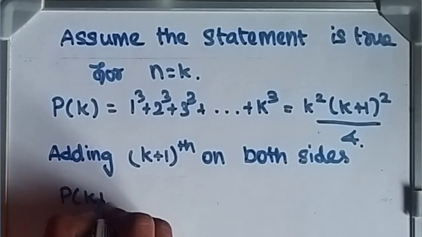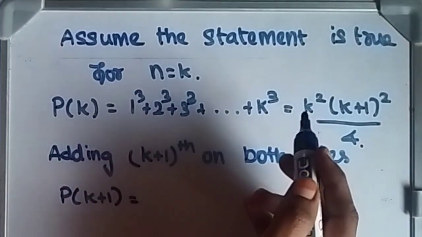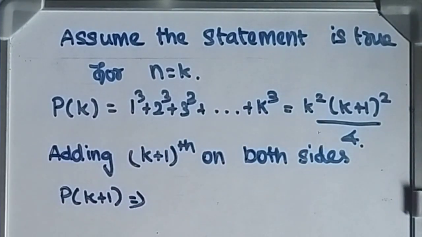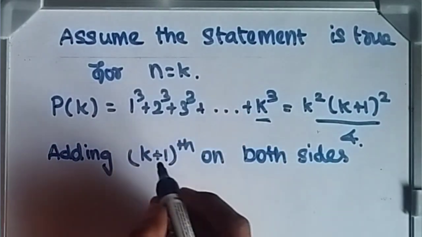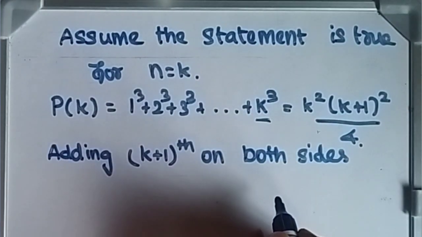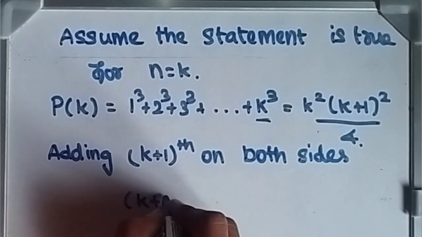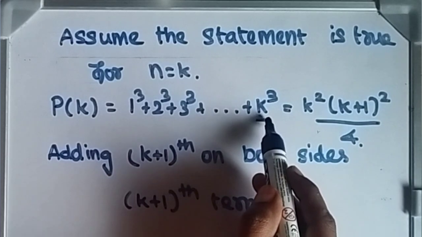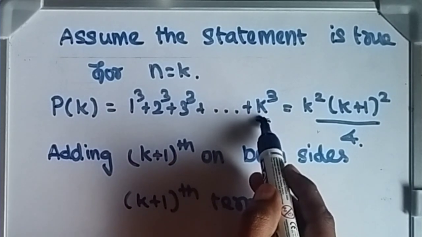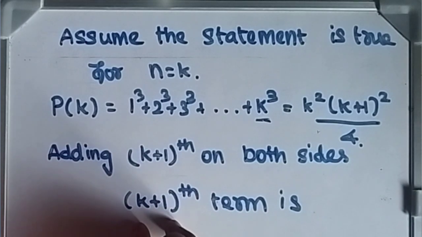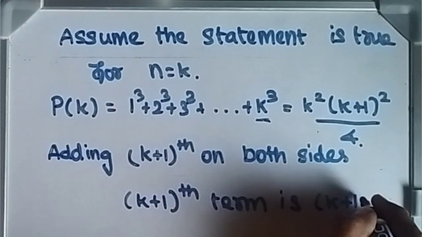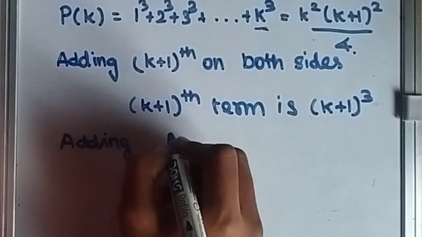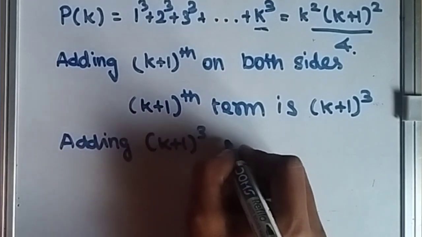So now we have to find what the (k plus 1)th term is. So p of k plus 1. What is the kth term? The final term here is k cube. So the (k plus 1)th term: here k is the final element, this term is k cube, so the (k plus 1)th term will be (k plus 1) cube. Now I am adding (k plus 1) cube on both sides.